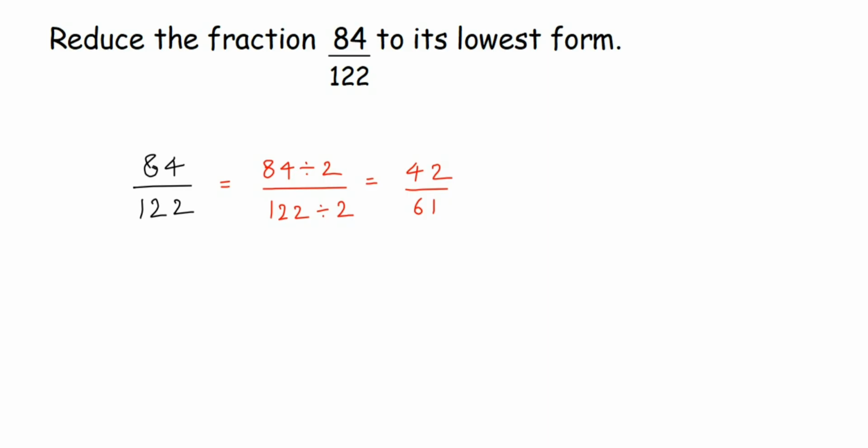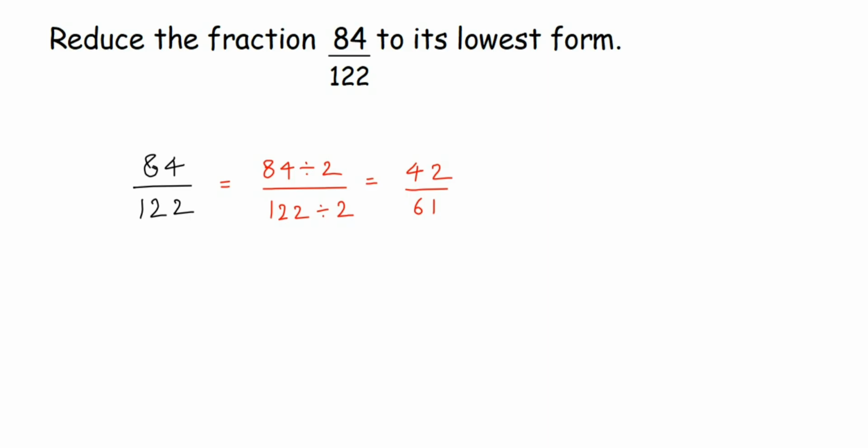Now this is an odd number and this is an even number. 61 is, I think, a prime number. So if the number is a prime number, it is not divisible by any number except 1 or the number itself. So here these two numbers are not divisible any further. Therefore, the lowest form will be 42 by 61.